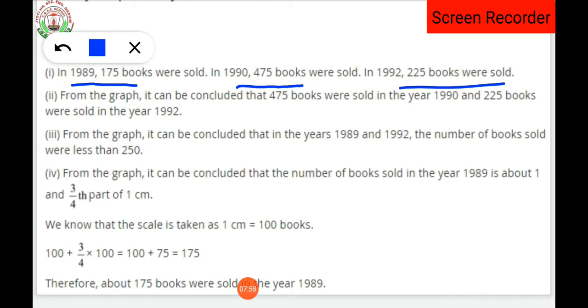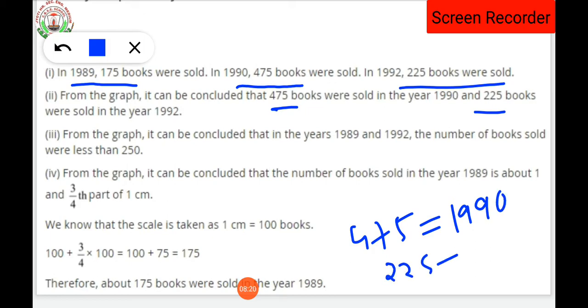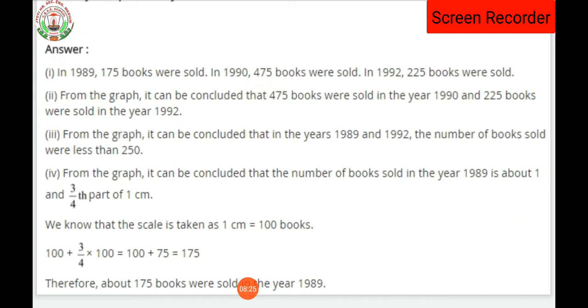Clear? Now, in the second part of the question, it is asked that you have to tell in which year 475 books were sold and in which year 225 books were sold. So you have to name the year. By seeing the graph only you can know. So 475 books were sold in the year 1990 and 225 books were sold in the year 1992. Don't get confused, children. These answers you will get from the graph only.